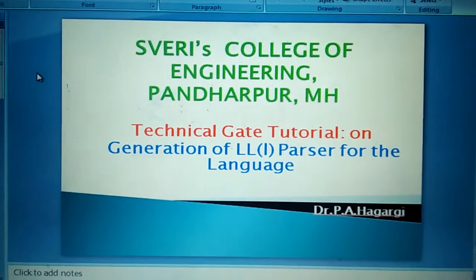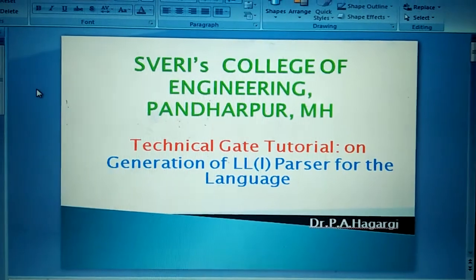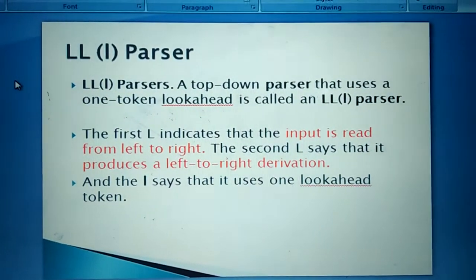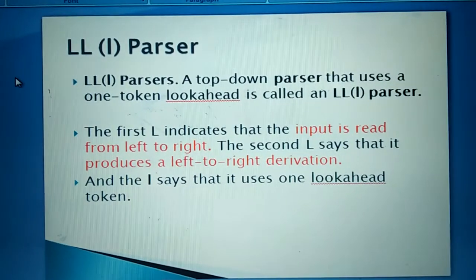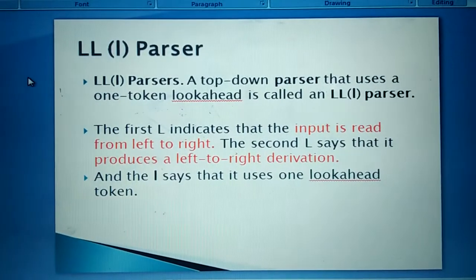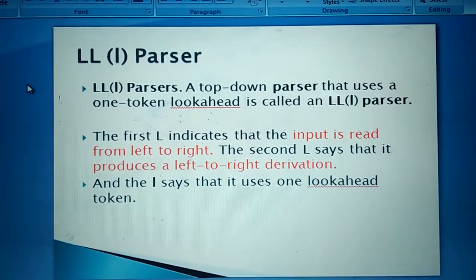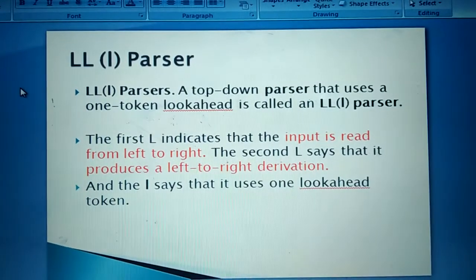Let us see what is an LL Parser. LL means what? An LL Parser is a top-down parser that uses one token look ahead.